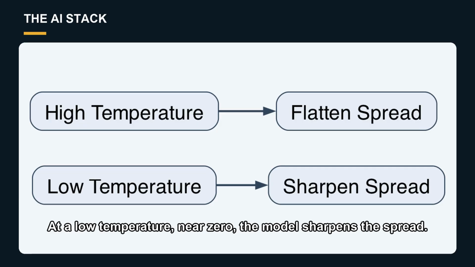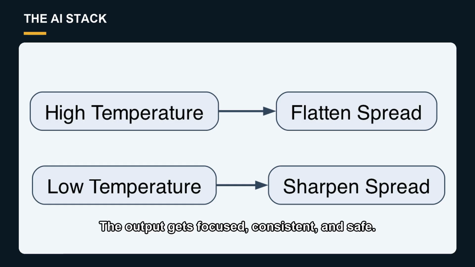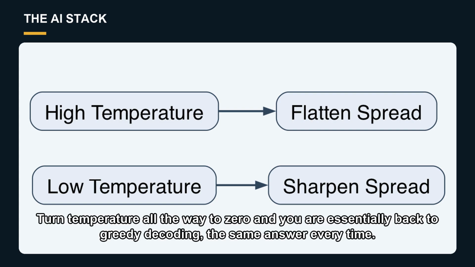At a low temperature, near 0, the model sharpens the spread. It exaggerates the gap between the favorite and everything else, so the top candidate becomes almost certain to win. The output gets focused, consistent, and safe. Turn temperature all the way to 0, and you are essentially back to greedy decoding, the same answer every time.